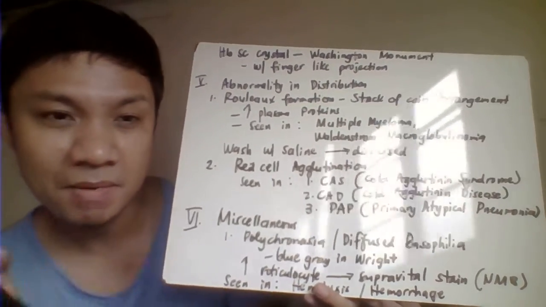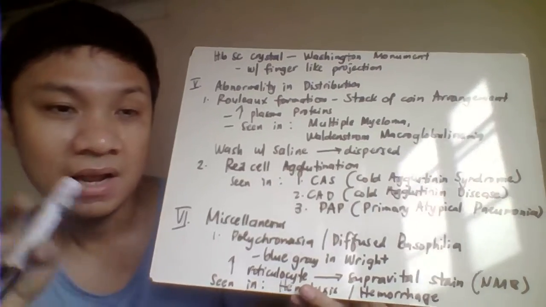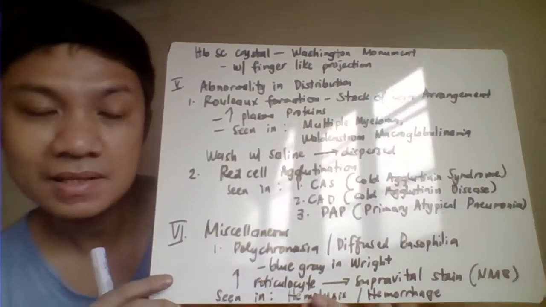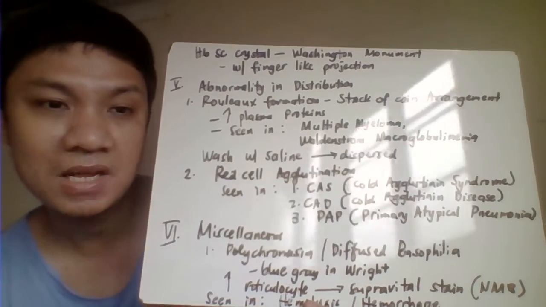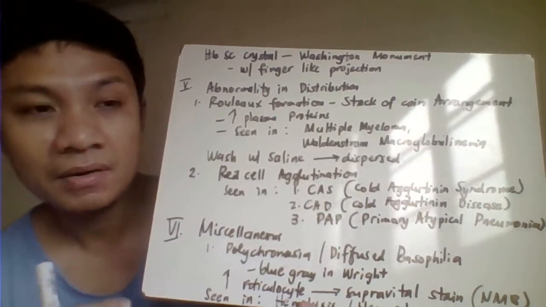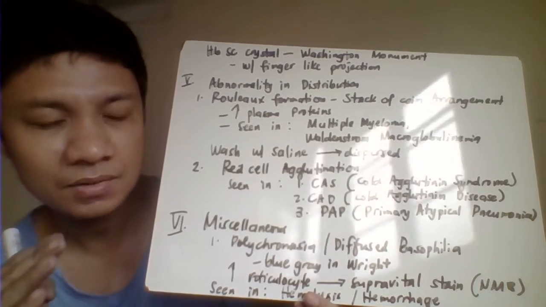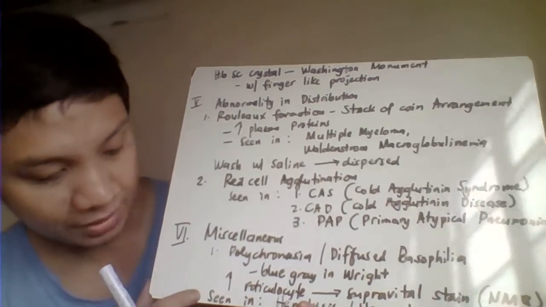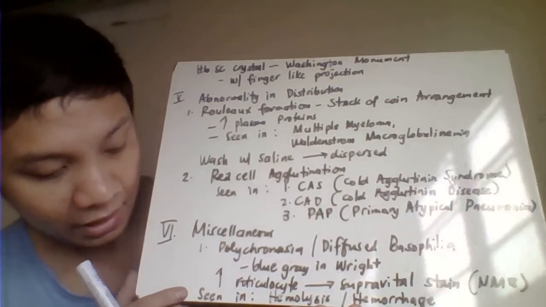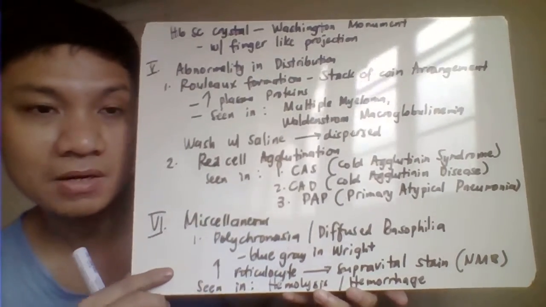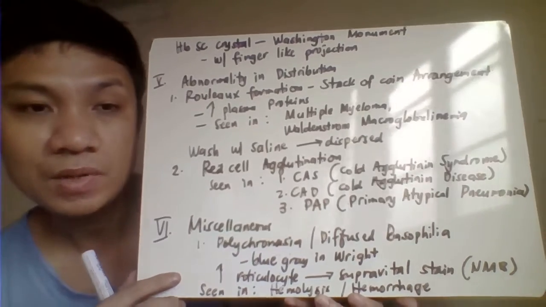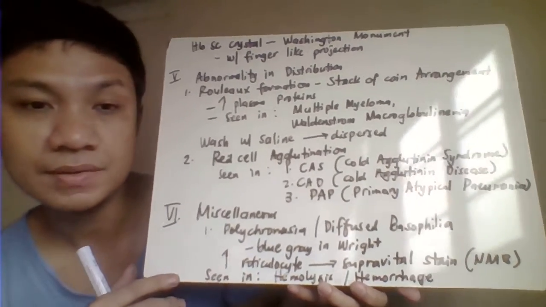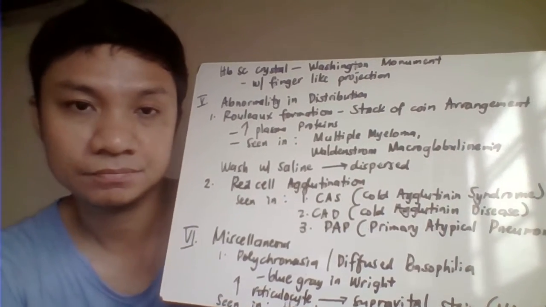Pag sabi polychromasia, iba-ibang color, and that is because of your hemoglobin, diba? Pero pag stain mo ito, tawag mo sa kanya polychromasia if you have your Wright stain. Pero pag supravital stain ang gamit mo, it will be stained as your reticulocyte. That's actually reticulocyte pa din. Okay, then it's seen here pag meron tayong hemolytic reaction or hemorrhage, it eventually tries to increase our blood cell production and therefore increasing your reticulocyte concentration.